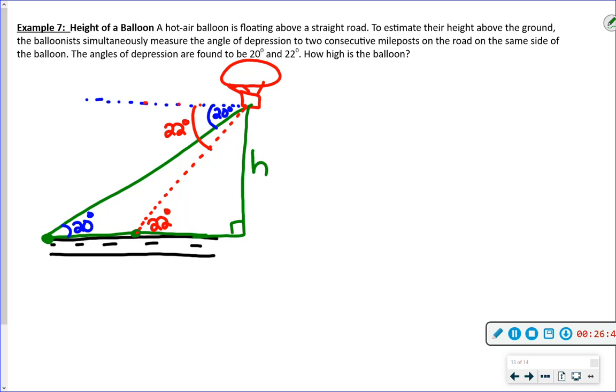And of course, here's the other thing. I'm looking at this, reading this, and I clearly want to use tangent like the last ones. I'm like, adjacent. Hey, I do actually know part of this adjacent side. One of the key things here, mileposts. How far apart, not drawn to scale, are your posts here? 1 mile.